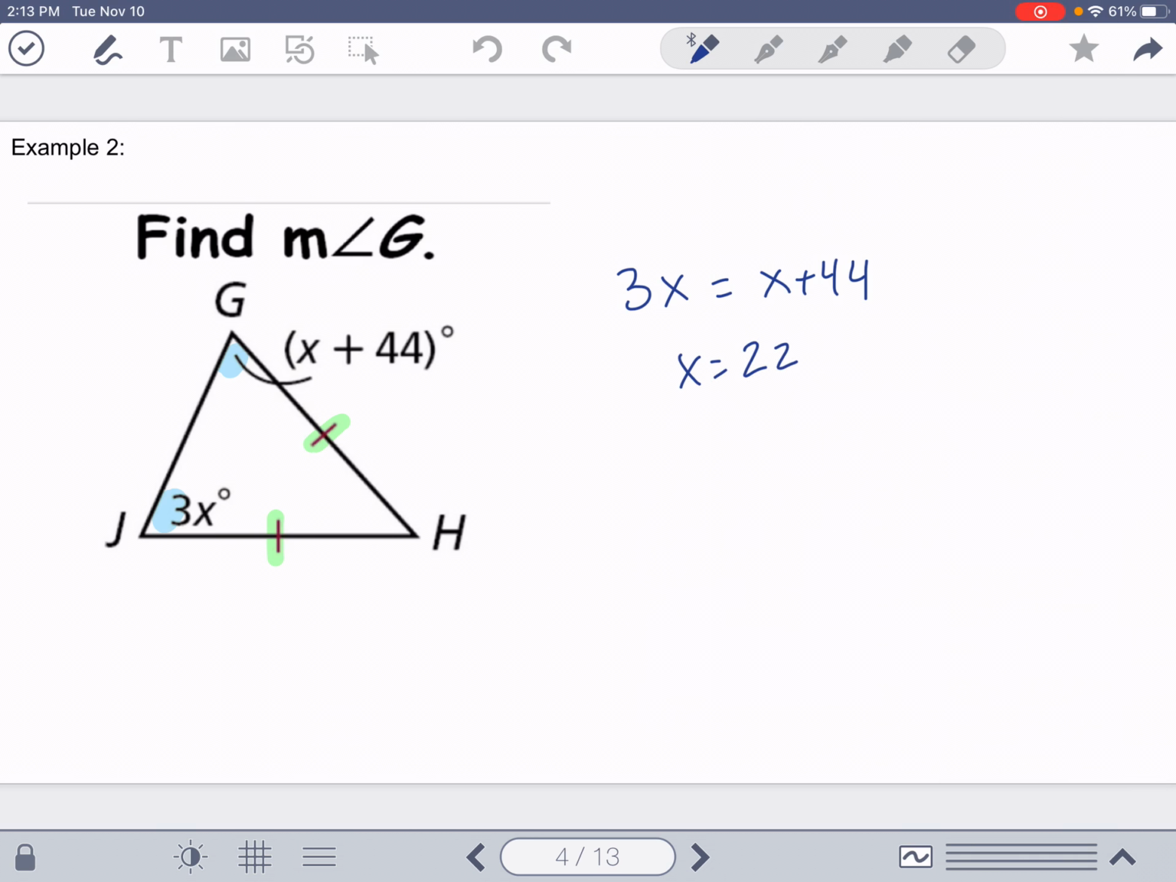Great. Is that my answer? No, that's not my answer. I have to substitute. I'm looking for angle G, which is x plus 44. So I'm going to substitute in 22, and I'm going to get that angle G is 66 degrees.